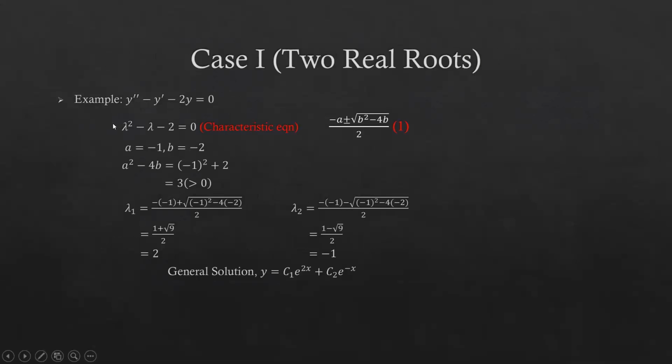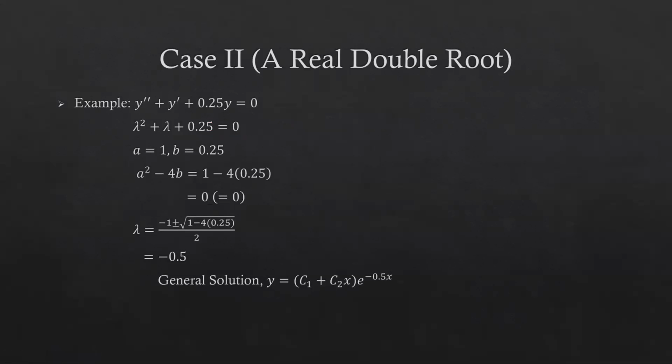For example, this is lambda squared minus lambda minus 2 is equal to 0. So we can find its roots by using this formula, which is 2 and negative 1. So the general solution for case 1 is y equals c1 e to the power of 2x plus c2 e to the power of negative x.